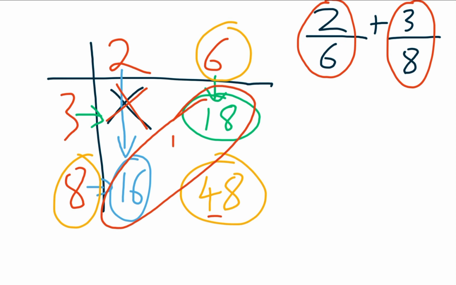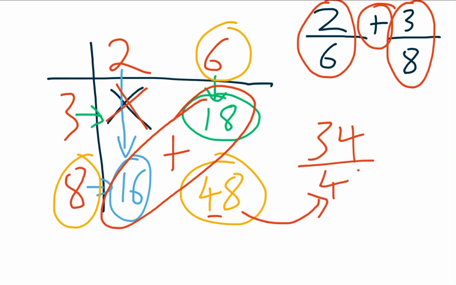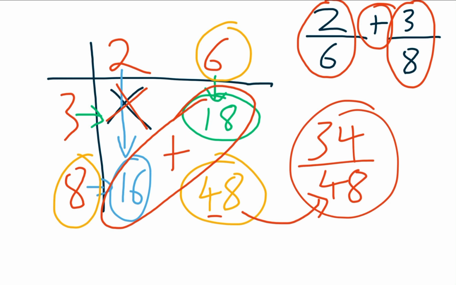And then I put the big plus sign in because the question is a plus. So then I do 16 plus 18, which is 34. And the bottom right, which I use, is my denominator, which is 48. So in order to do this question, you must block off the first number.